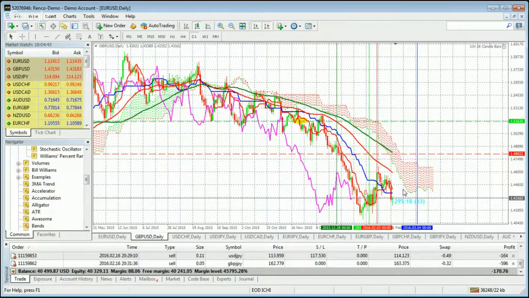What have we got? We have got price below the Kumo cloud. That means it's bearish. The future Kumo is bearish as well. The Tenkan and Kijun Sen are below the cloud as well, and then the Chikou span is below the cloud as well. So all of that is very favorable for a bearish entry.